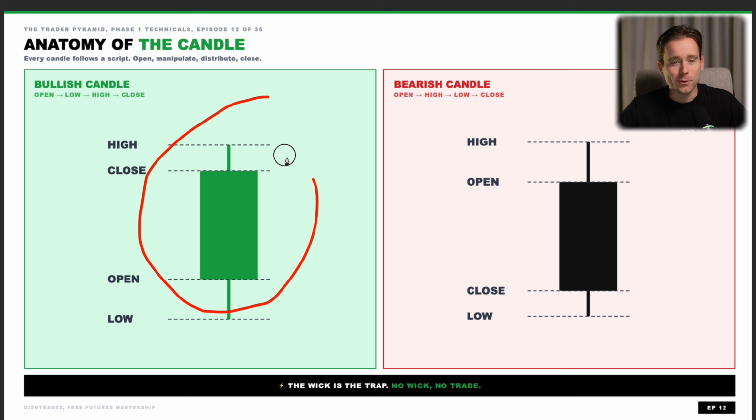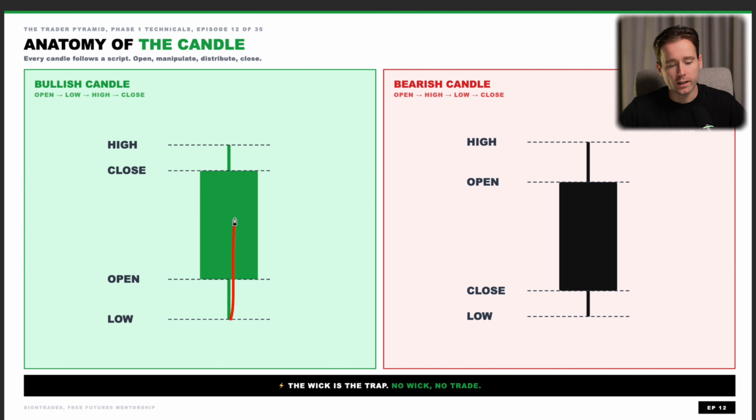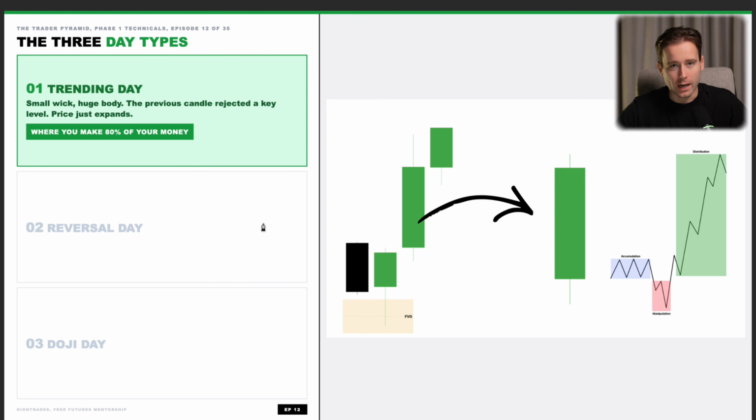But not all candles look like this. Some have a bigger wick, smaller body. There are many different candles that can be printed. So we need to have frameworks in place to counter different types of candles. Let's do that right now. Because there are 3 types of days. The first day is the trending day.